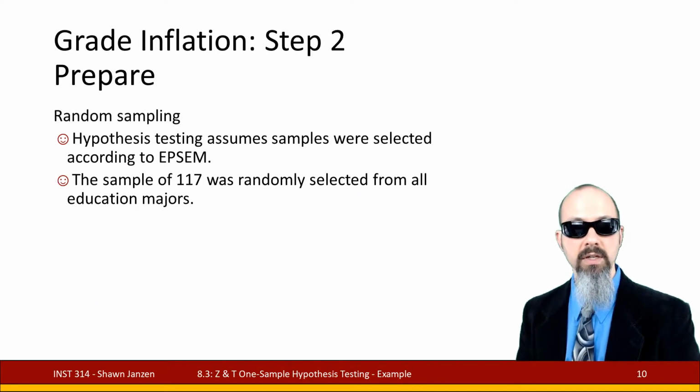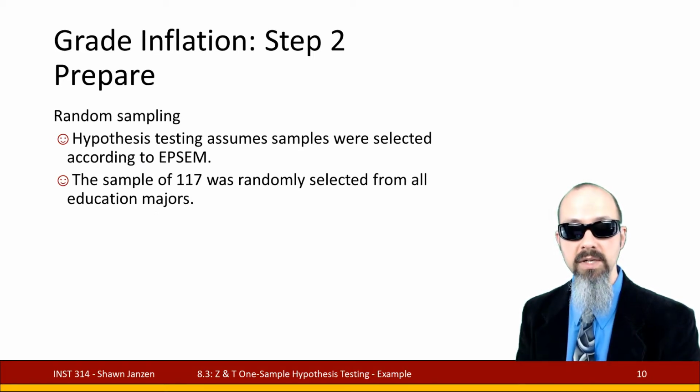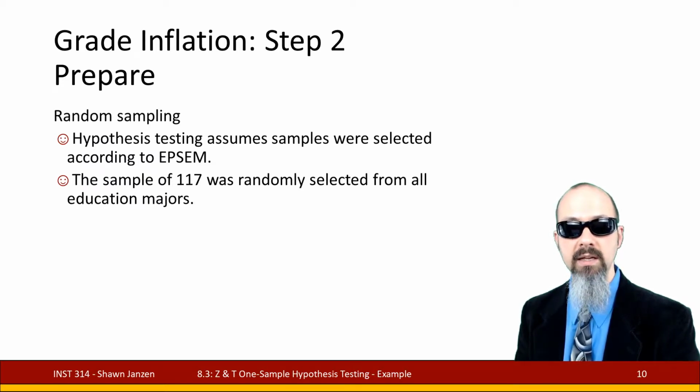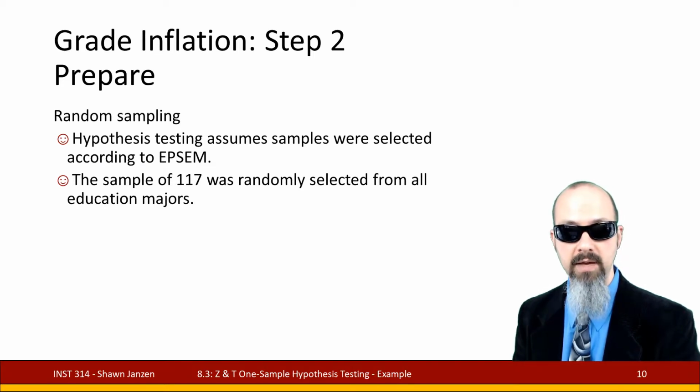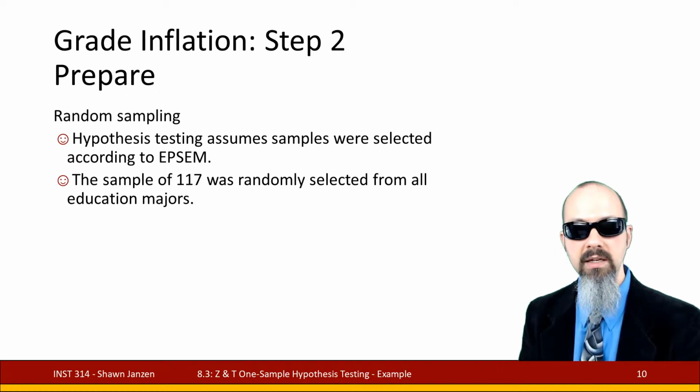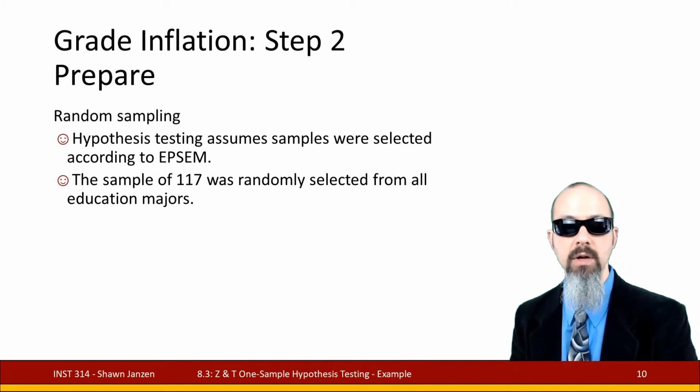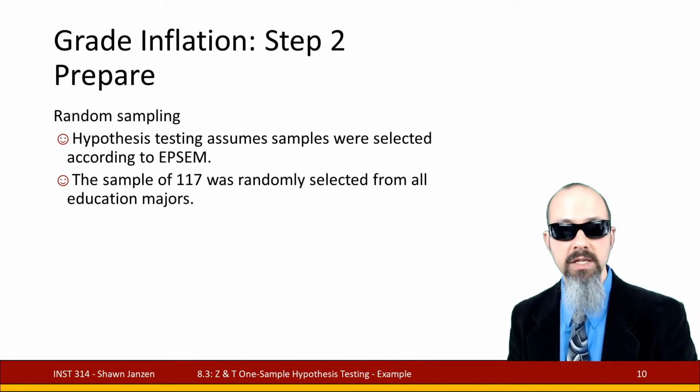The alternative is that the average is not 2.7. So in this case, we're doing a two-tailed version. We're not saying if the education majors are going to be higher or lower. We just want to see if they're different. So we're saying that the sample of 117 comes from a population that does not have a GPA of 2.7. That population would be the education majors. So we're saying that the difference between the 2.7 and 3.0 reflects an actual difference between the education majors and the other students.